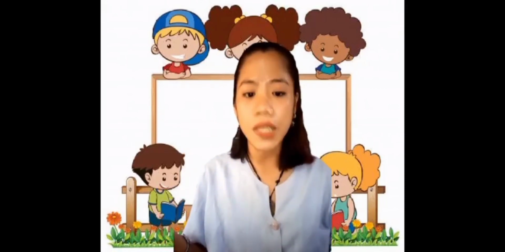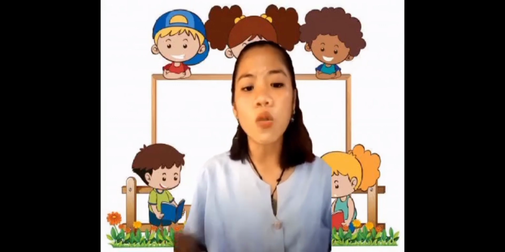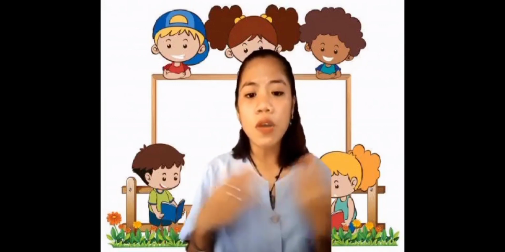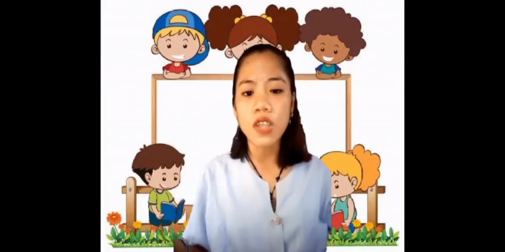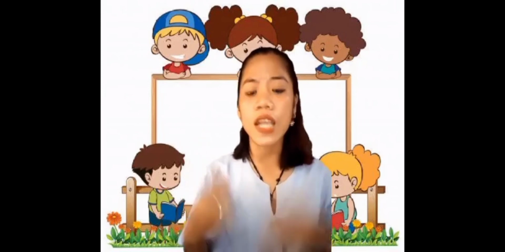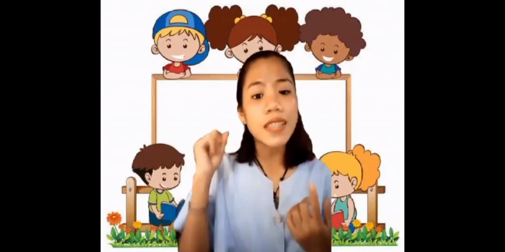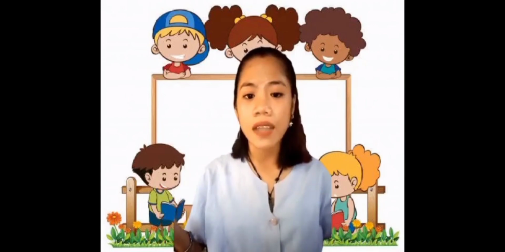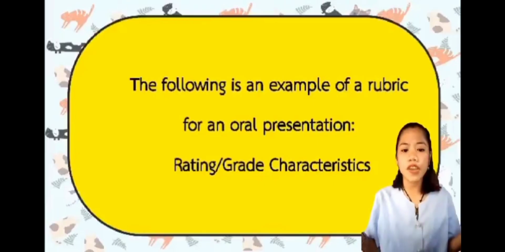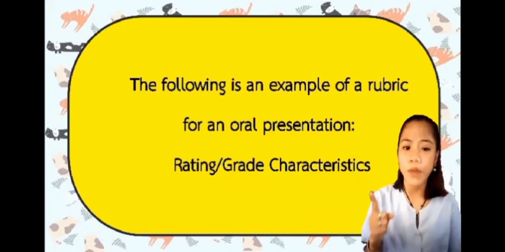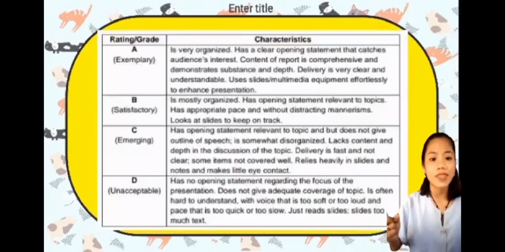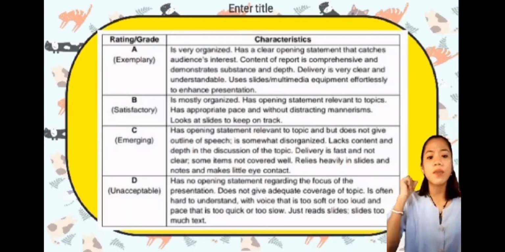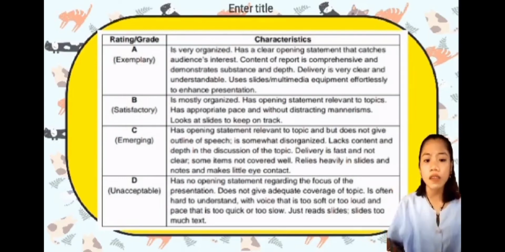So, yun nga, the holistic scoring will provide an examinee with a single score regarding the quality of examined work. Most commonly, holistic scoring is used to assess writing samples, though it may be employed to assess any performance task, for example, acting, debate, dance, or athletics. So, we have here the following example of a rubric for an oral presentation, rating or grade characteristic. Ito makikita ninyo ang example of rating or grading and the characteristic of it.